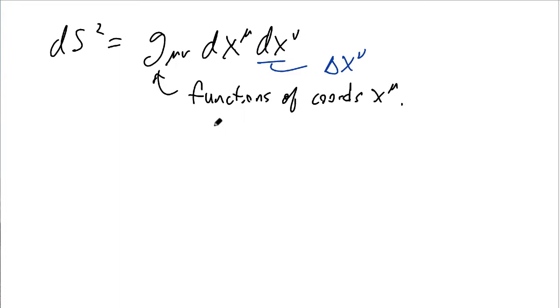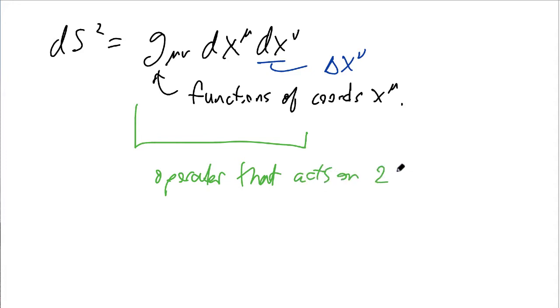But we now have a more sophisticated view of this symbol dx. We can view dx nu as a basis covector. So, in fact, this right-hand side can be viewed as an operator that acts on two vectors, because there are two covectors here. So we can let this act on two vectors to give a number at each point in the space.